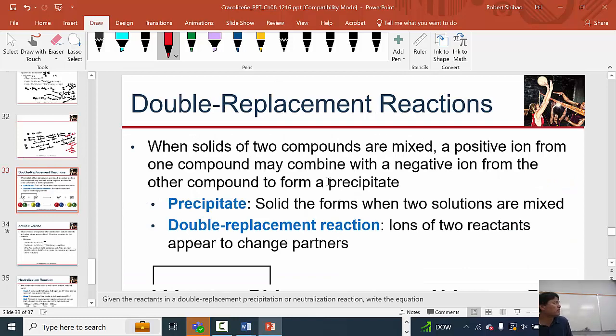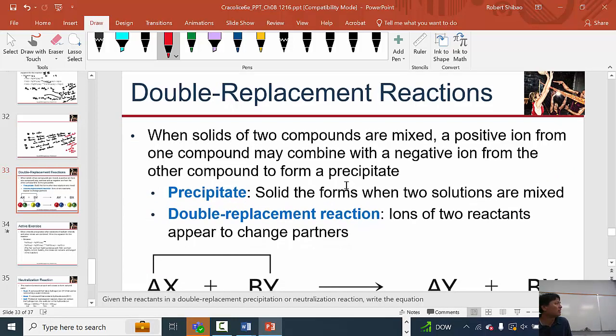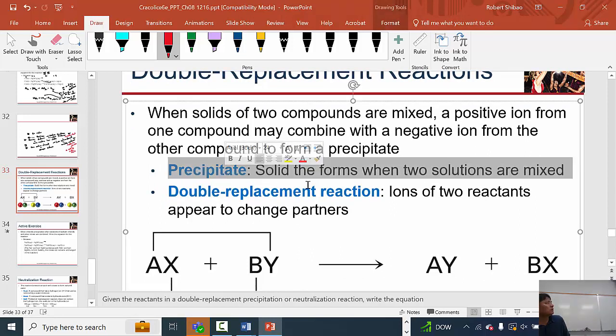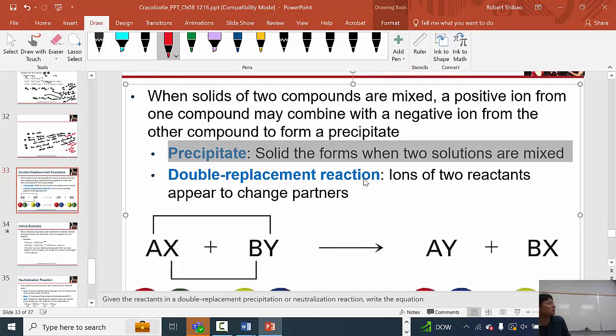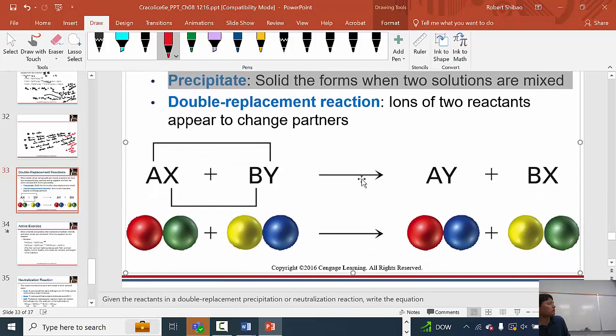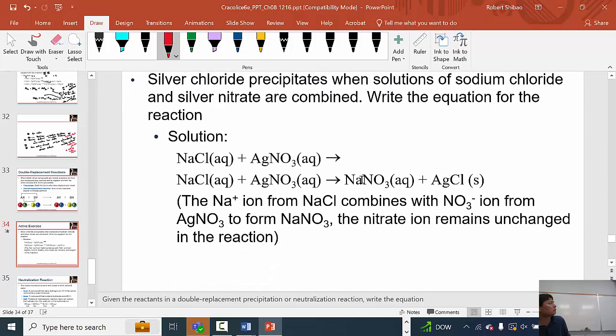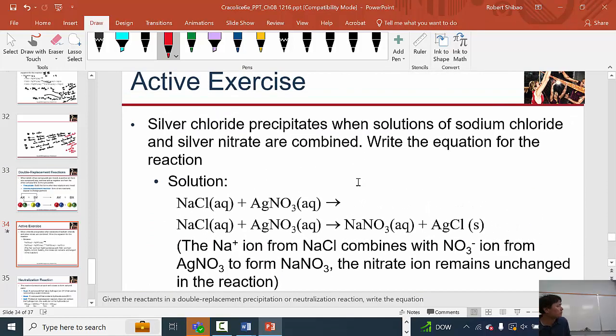So we talked about double replacement reactions. One of the most common double replacement reactions is precipitation, where a solid forms. The other is gas formation, and the other is stronger to weaker acid. So let's look at this reaction here. What is this?